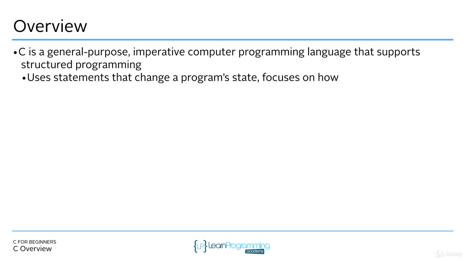So C is a general purpose imperative programming language. It supports structured programming. Now, we talked about higher level languages and we described how C is a higher level programming language. This just means that it's easier and more efficient to use than writing in assembly language, understanding instruction sets. Specifically, though, it's very general purpose. And what this means is you can write all sorts of applications in the C programming language.